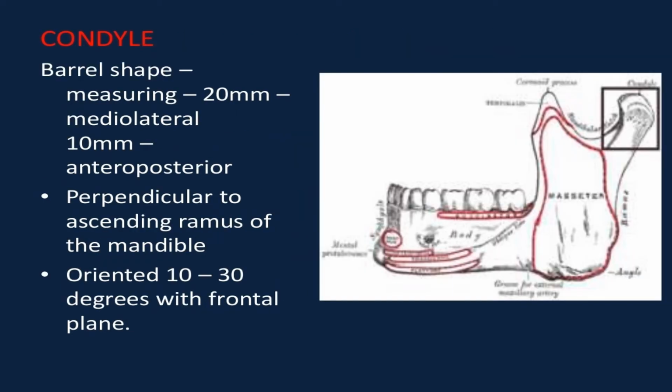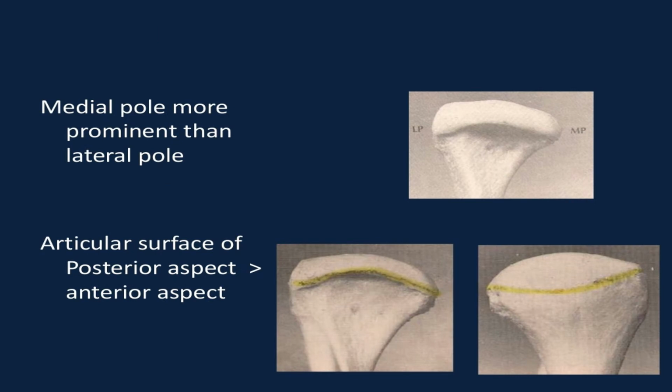Condyle. Barrel shaped, measuring 20 mm mediolaterally and 10 mm anteroposteriorly, perpendicular to the ascending ramus of the mandible, oriented 10 to 30 degrees with the frontal plane. The medial pole is more prominent than the lateral pole. Articular surface of the posterior aspect, anterior aspect.